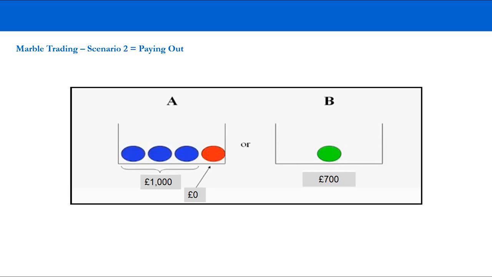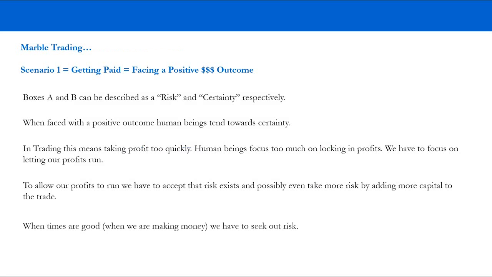Okay, so hopefully by now you've got your answer to scenario 2, paying out. So we looked at two scenarios: getting paid, when you get paid, so I have to pay you, and the second scenario, paying out, where you still put your hand in the box, but the outcome is you're paying me. Let's go through the psychology of what we just did there.